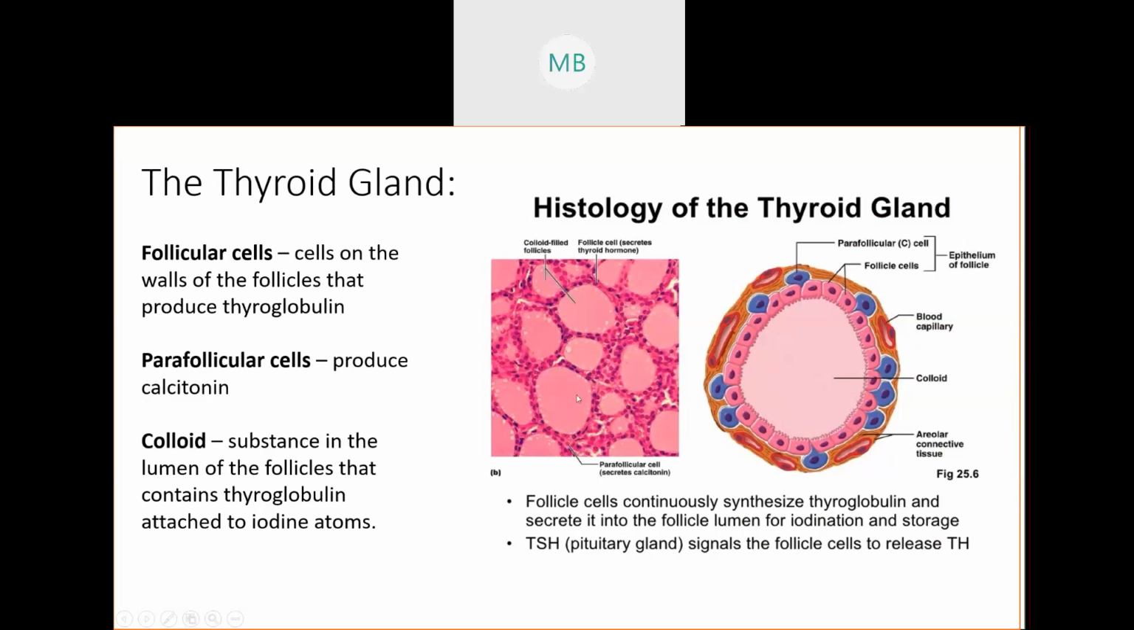The substance that gets put into the middle of these follicles, so what fills these water balloons basically, is called colloid, which is the substance in the lumen that your follicles are making and mixing together, and it's going to contain things like thyroglobulin and other minerals that are needed to make everything synthesize and hold together, like iodine. Iodine is going to be super important in a minute.